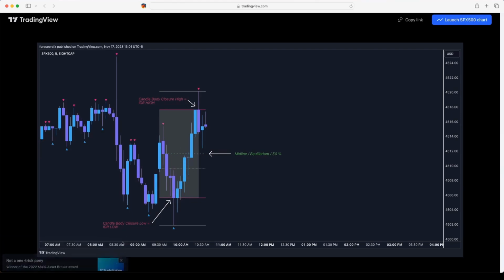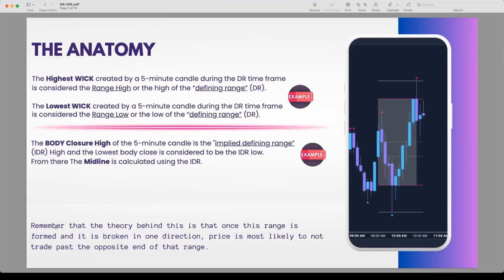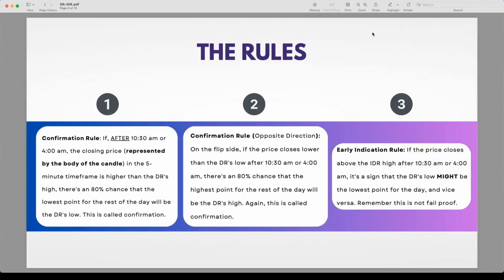That simple, that easy. And remember that the theory behind this is that once this range is formed and it is broken in one direction, price is most likely to not trade past the opposite end of that range. All right? And you'll see what I mean about this concept in a few minutes. But for now, let's continue. Now let's go over the rules.